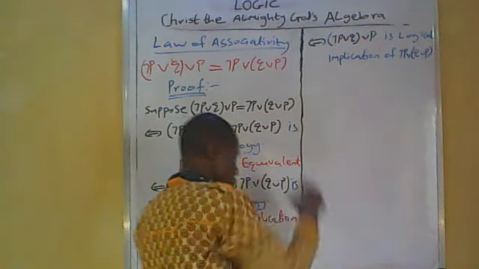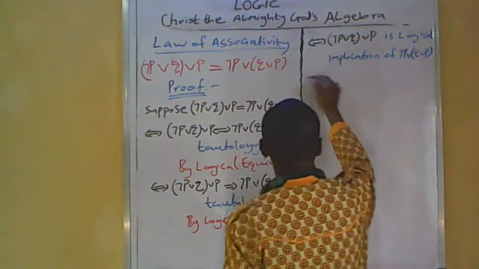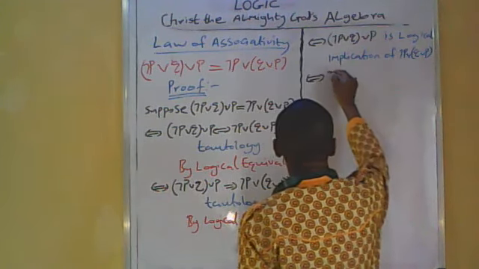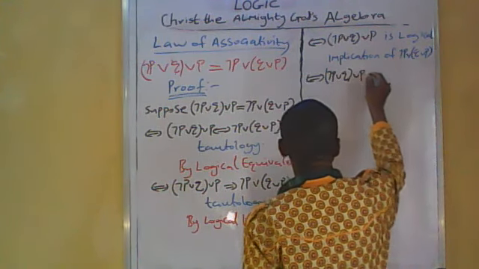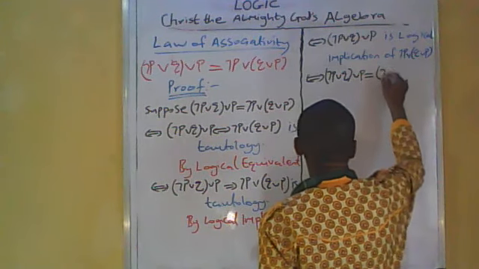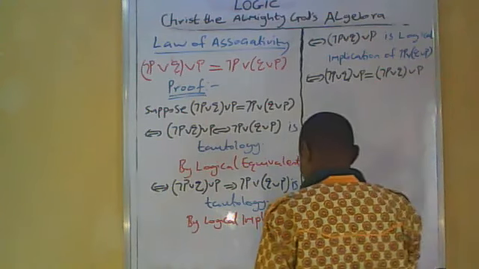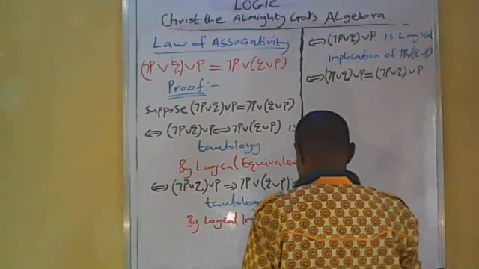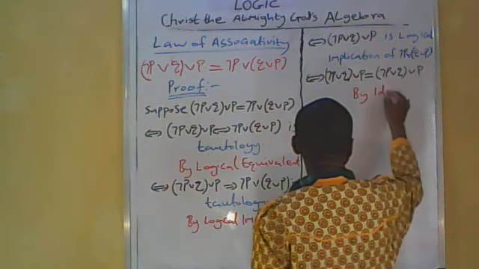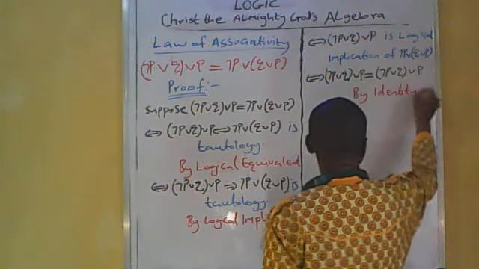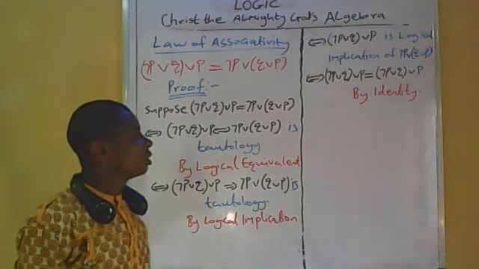If that is true, you say that if and only if (not P or Q) or P is equal to not P or (Q or P), being justified by identity.